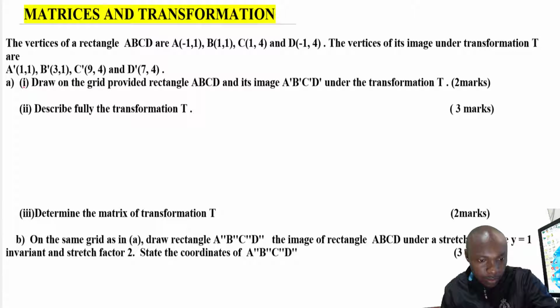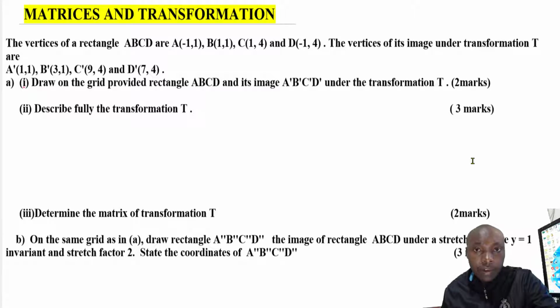B: on the same grid as in A, draw rectangle A''B''C''D'', the image of rectangle ABCD under the stretch with the line y equals 1 as the invariant line, and a stretch factor of 2. State the coordinates of A'', B'', C'', and D''. So those are the questions.